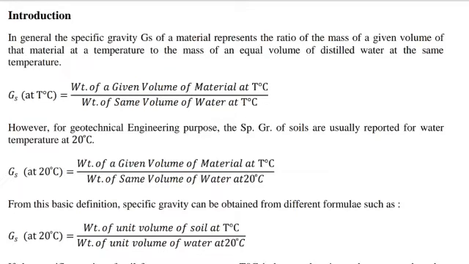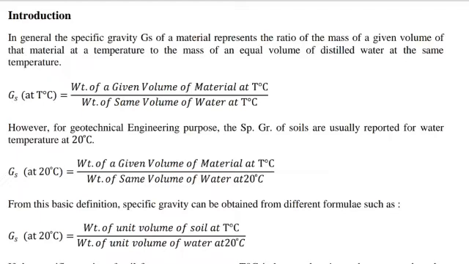Introduction. In general, the specific gravity Gs of a material represents the ratio of the mass of a given volume of that material at a temperature to the mass of an equal volume of distilled water at the same temperature. Gs at T degrees Celsius is equal to weight of a given volume of material at T degrees Celsius divided by weight of same volume of water at T degrees Celsius.